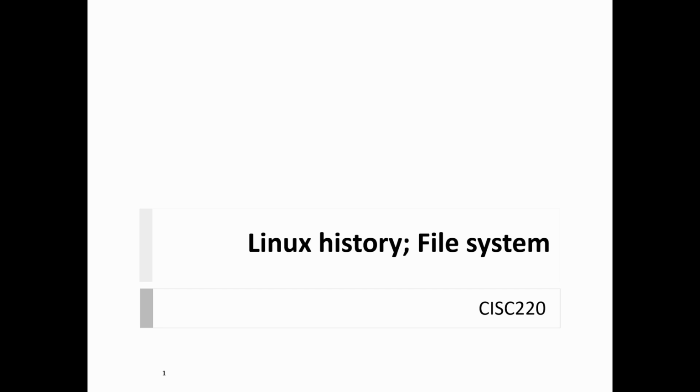Okay, good morning, everybody. So today's lecture, there's a tiny bit of history. I never ask you about the history, so this is mostly for interest rather than test purposes. And then I'm going to describe a little bit about the file system that's used in, well, Linux and Unix.